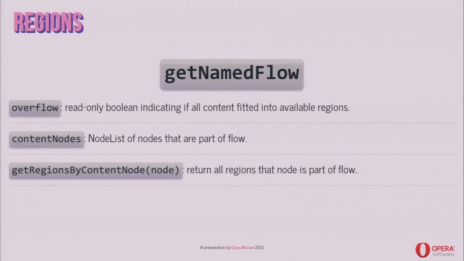Well, at least there is the first property, overflow, which is a Boolean property. It indicates whether the content of that particular flow fills all the regions, or whether it overflows. So you can say overflow is either set to true or false. And then contentNodes returns all the content nodes that form part of that named flow. So you may have content with, say, 10 paragraph elements, and all those 10 paragraph elements will be returned when you query with contentNodes.